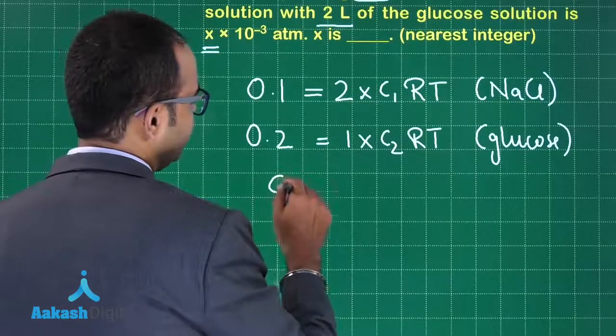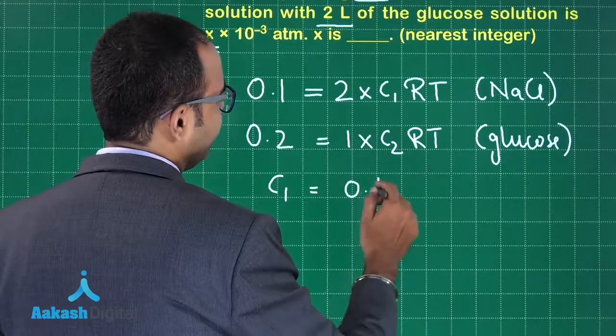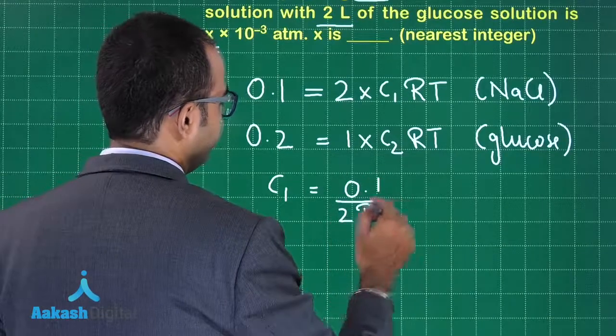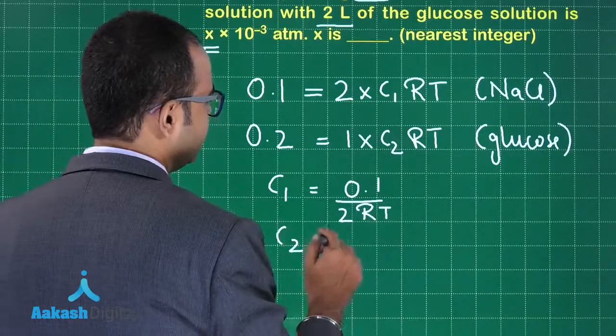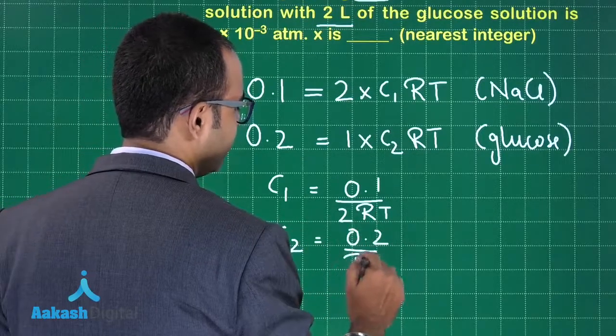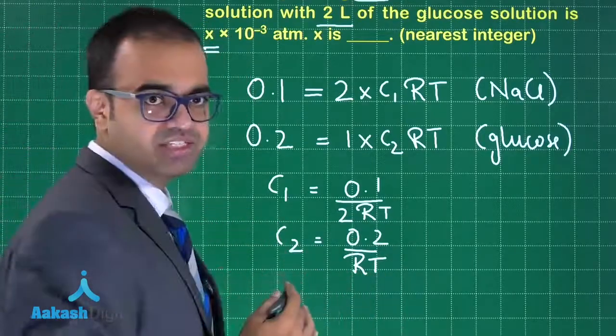So concentration of NaCl would be what? Would be 0.1 divided by 2 RT. And concentration of glucose would be how much? Would be 0.2 divided by RT, right? So these are your initial concentrations.